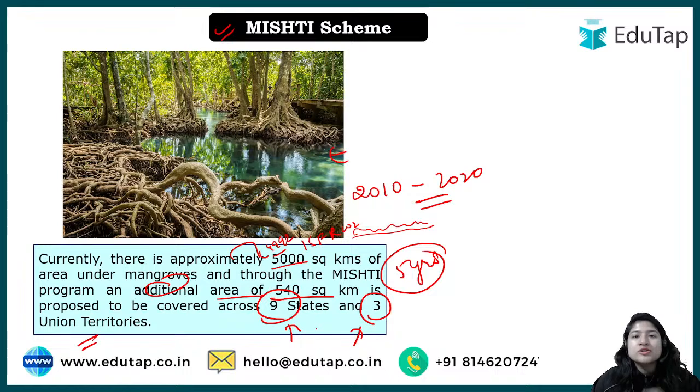But you can also challenge only if you have the authentic information, right. So in PIB's latest news, 9 states and 3 union territories have been given. So I would recommend to memorize this data and not the rest of the data. Okay, so this was what mangroves we have studied.